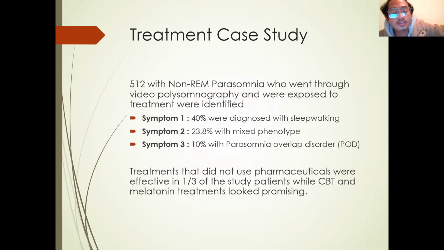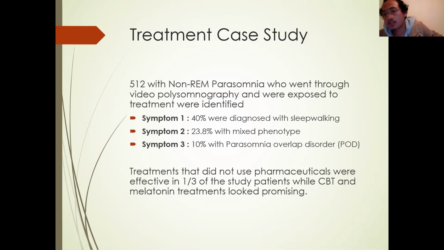Treatment case study. There was a case study on non-REM parasomnia in which 512 patients went through video polysomnography. The number one diagnosis, in 40% of them, was sleepwalking. The second is mixed phenotype with 23.8%. Third was 10% with parasomnia overlap disorder, which basically means you have the disorder of sleep terrors and sleepwalking, but you also have a REM disorder. So it's a combined sort of disorder.